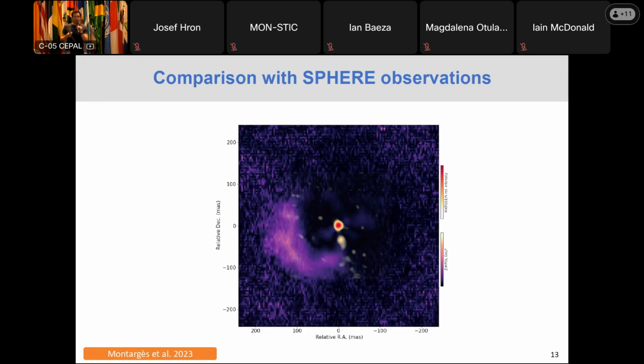And because, I mean, this was a super impressive picture. So thank you, by the way, to Leah for giving me this other plot. Here you see the Miguel Montargès SPHERE observation and our MATISSE image reconstruction with a plume-like shape.